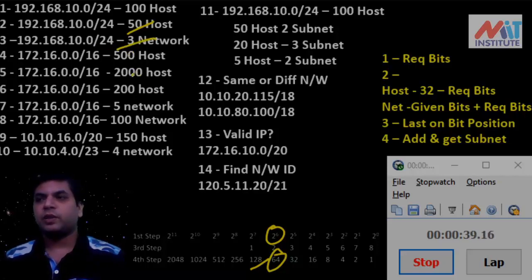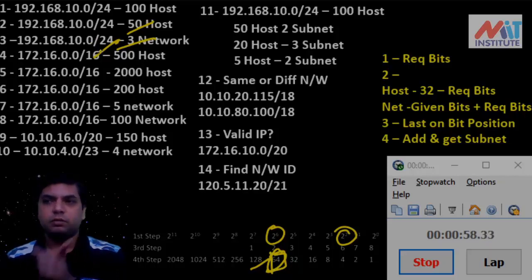For 3 networks we need 2 bits, so we need to add 2 bits, so 24 plus 2 is 26. With 26 we get our last on bit position on this position, so we need to add 64 again in the 4th octet.